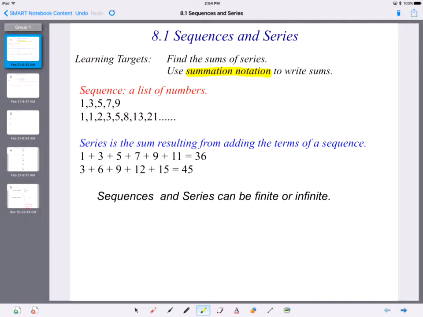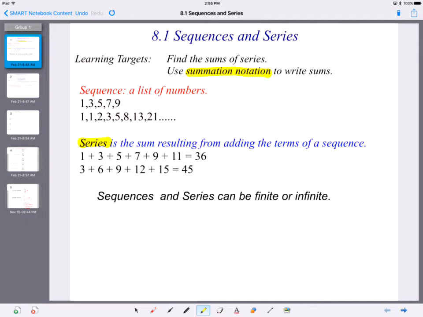So two things here. A sequence is just a list of numbers. It might have a pattern, it might not, but it's just a list of numbers. 1, 3, 5, 7, 9, and then the next one, 1, 1, 2, 3, 5, 8, 13, 21. That's the Fibonacci sequence, if you didn't know that. It's one of our famous sequences. And then the next part is a series. A series is the sum resulting from adding the terms of the sequence together. So if we take a sequence and we add up the numbers, that's then called a series.